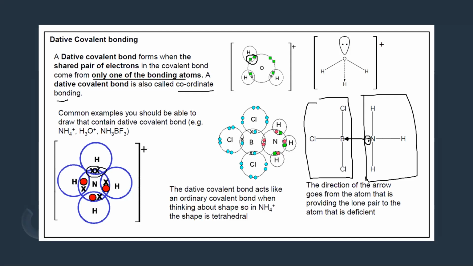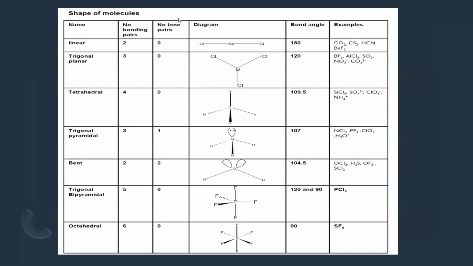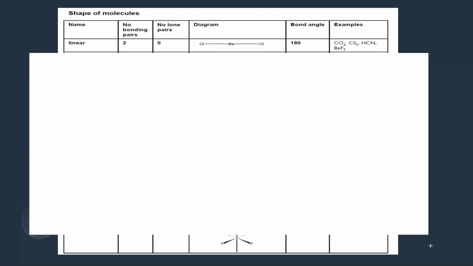Then, using the bond pairs and lone pairs, you can predict the geometry of the molecule. So you have to learn this table. On the next slide, you can see this table. Using this table, you should be able to predict the shape or the geometry of the molecule. For example, if a molecule has two bond pairs and no lone pairs, then what will be the geometry? It will be linear.